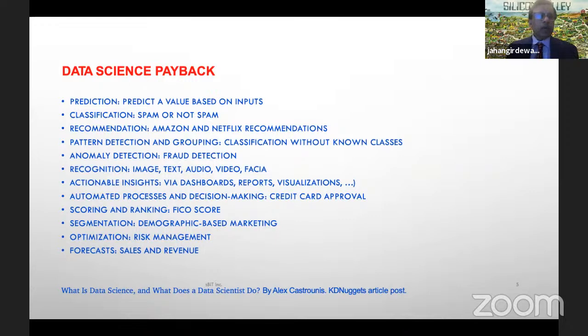There are also things like image recognition, and scoring and ranking, for example the FICO score, which is very much used in the US as a credit rating for people. So there are various uses you can see. Also risk management, using optimization algorithms, and forecasting of sales. All those areas have been using data science a lot.